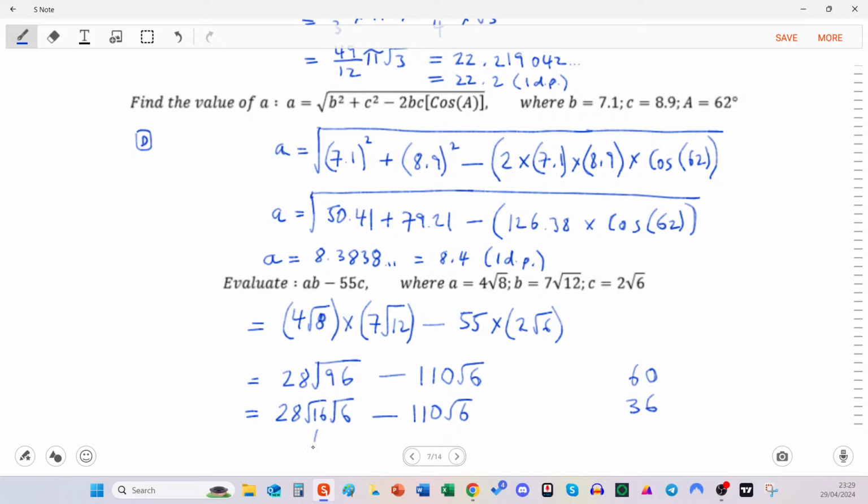And because 16 is a square number, that can be further simplified to 4. 28 times 4 times root 6. Take away 110 root 6. And the finale, 28 times, well, it's not quite the finale, is it? 112 root 6. Take away 110 root 6. Well, that's just 2 root 6.